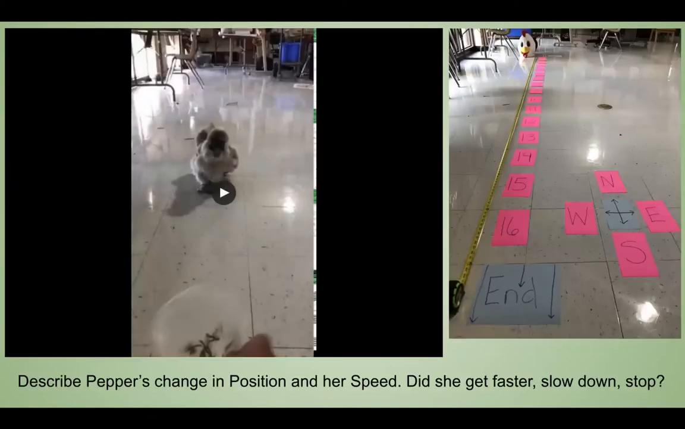And then this next video is Pepper, my chicken. I recorded her and I timed her going down my classroom. So we're gonna take a look at her. As you're watching the video, be thinking about how you can describe Pepper's change in position. What could you use as a reference point to let us know that she is in motion? And think about, are there points where she got faster, where she accelerated? Are there points where she slowed down? And are there any points where she just stopped and wasn't moving at all?